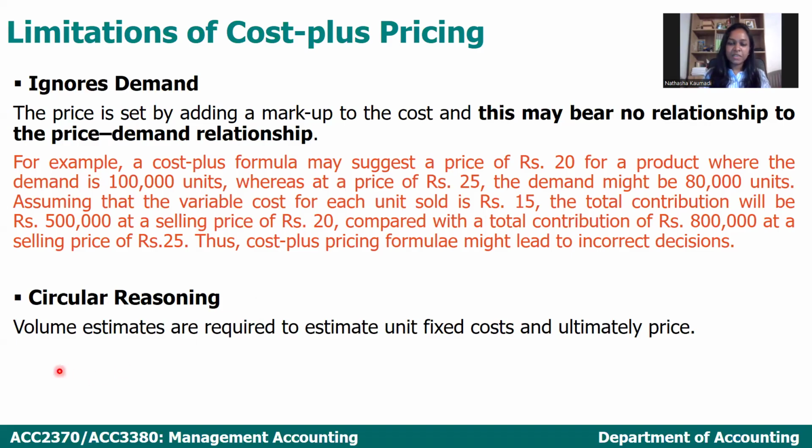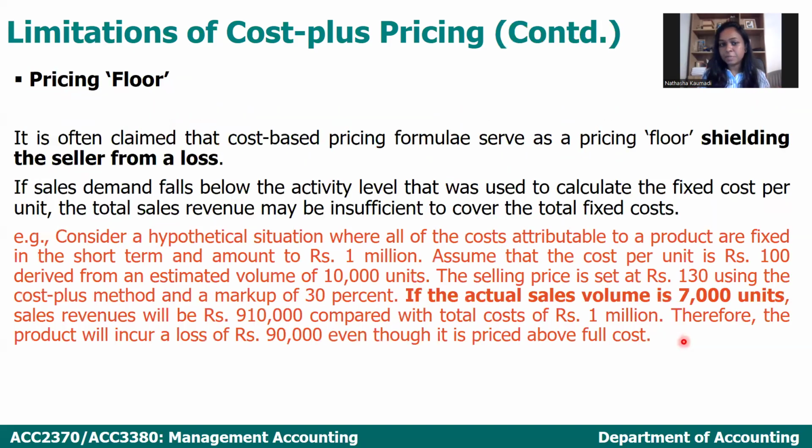So again, even though you are ignoring the demand, you still have to estimate the volume. That is to estimate unit fixed cost. Without the estimated volume, you can't get unit fixed cost. Why? You need to divide the total fixed cost by the estimated volumes, right? That's why circular reasoning is happening. Again, you need to take estimated volumes as well, and ultimately, you can decide the price. So circular reasoning is another thing happening in cost plus pricing.